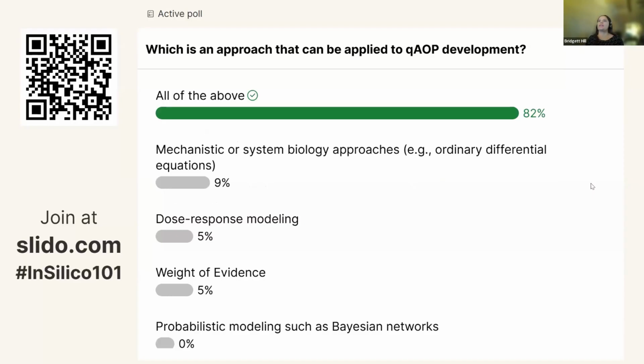And the answer is all of the above. So all of these approaches can be used in isolation or in combination to develop these QAOPs, and it really depends on the level of detail that's needed to answer the specific question.